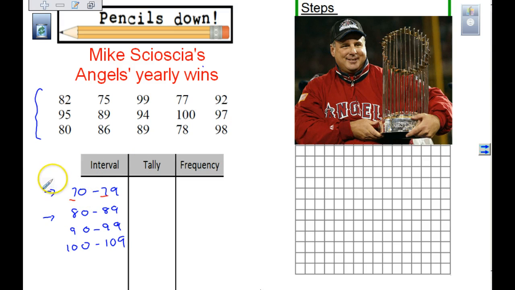Another way of looking at what we just did is that saying 70 through 79 is like saying those are all 70-something. These are all 80-something. These are all 90-something. These are all 100-something. Well, 100 through 109.